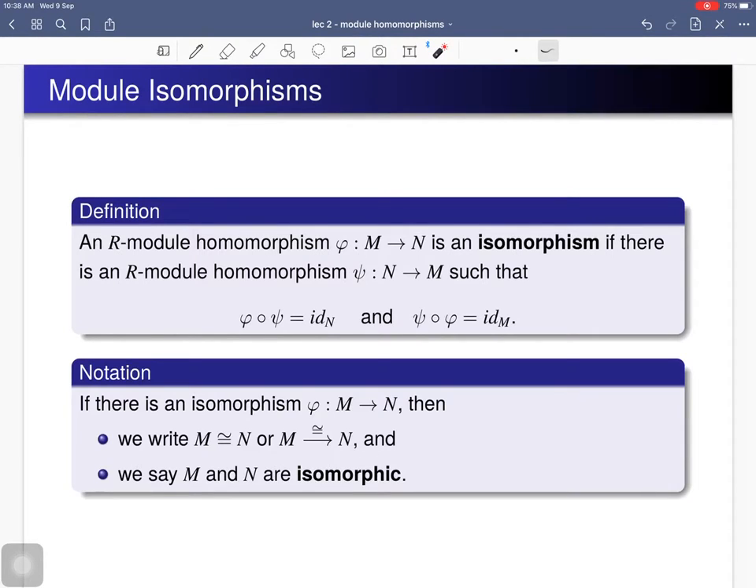So if there is an isomorphism phi from M to N, then we write M is isomorphic to N, and we also denote it in this way, M to N via this isomorphism symbol, and we say M and N are isomorphic.